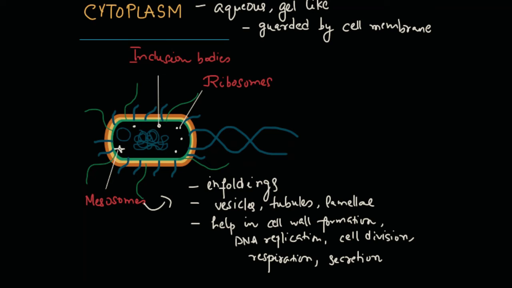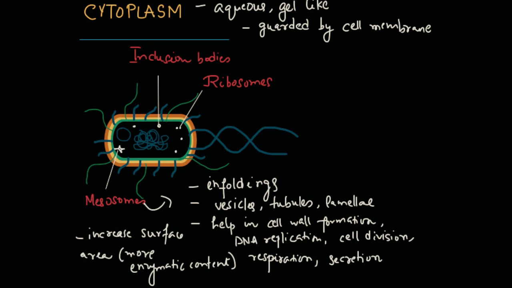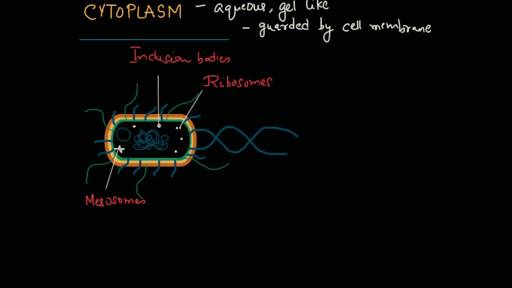Since mesosomes are infoldings or invaginations, they increase surface area of the membrane. More surface area means more enzymatic content. Hence, more metabolic activities. We will now discuss about inclusion bodies. Inclusion bodies are non-living structures present in the cytoplasm.